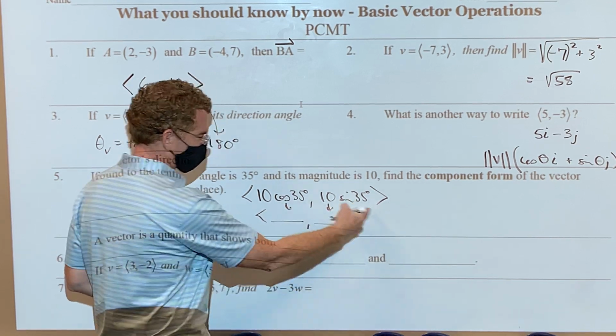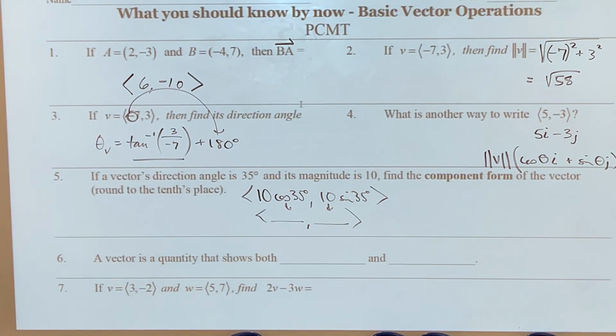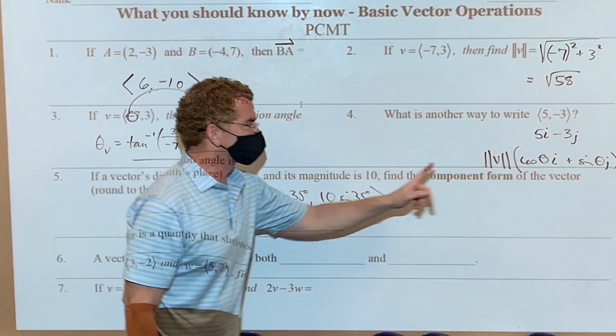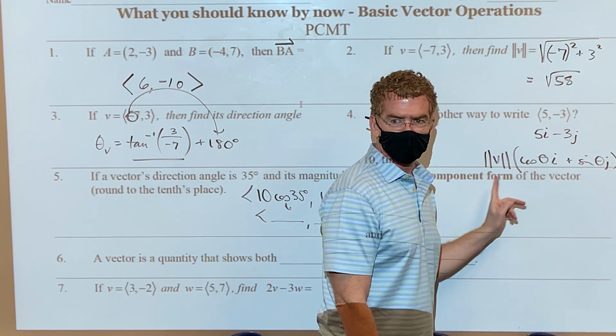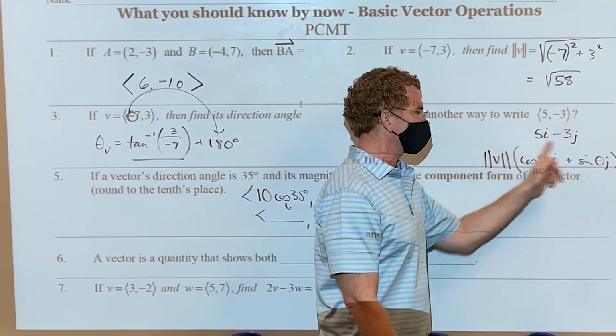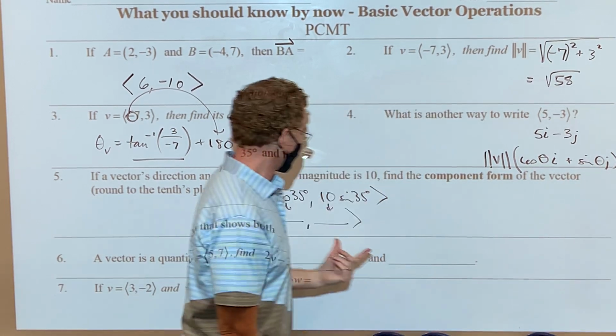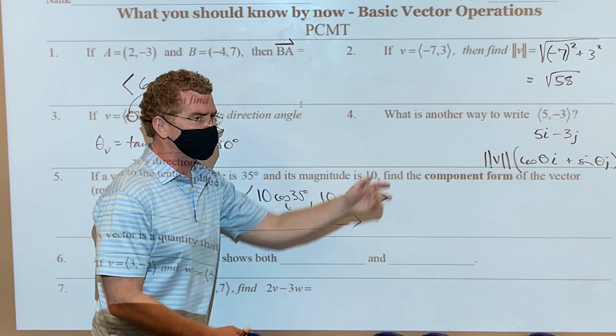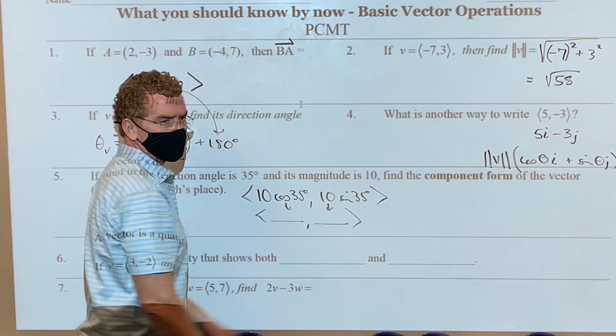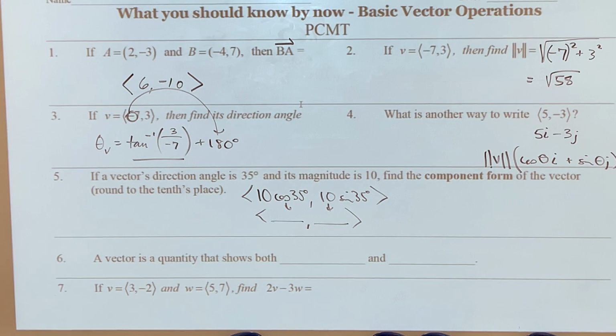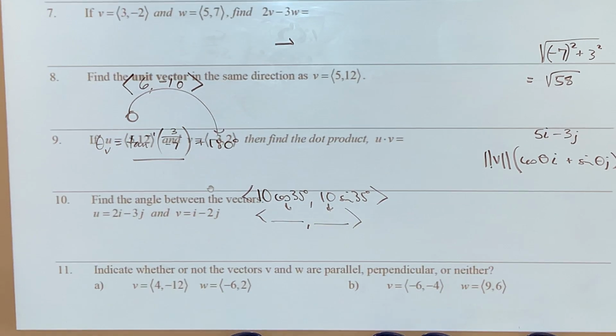And if you didn't have a calculator, you would just leave it like that, because I don't know how to deal with 35. And if you really think about it, this is like me putting it in trig form and then just multiplying the magnitude in, right? Magnitude cosine theta i, magnitude sine theta j. So if I did that and multiplied it in and then just dropped the i and the j, put a comma in a bracket, I would have a component form. And a vector is a quantity that shows both magnitude and direction.